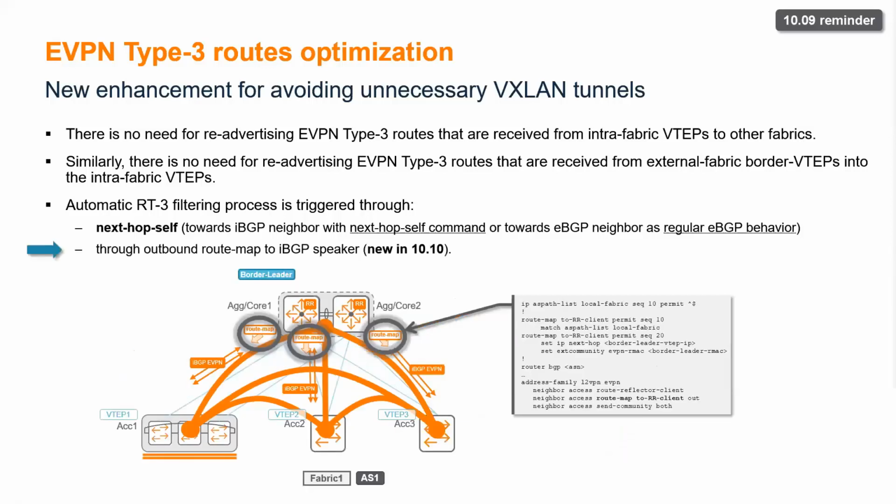So what we did, we trigger that same filtering based on the outbound route map that is used to IBGP speakers. And this is what is new in 10.10 as well. So that optimization for type 3 is also done if we check that there is a route map applied that has a set IP next hop on it. And in that case, we do the type 3 filtering as well. Right, so this is what is reflected in the drawings here. Instead of the Next-Hop-Self command that you apply on that route reflector, you apply the route map. And in that case, type 3 filtering is done as well.